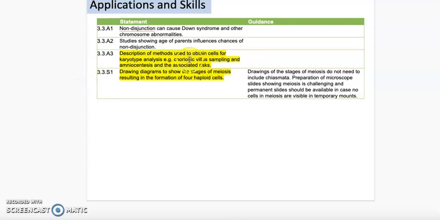So, what we're going to focus on next is this statement: drawing the diagrams to show the stages of meiosis resulting in the formation of 4 haploid cells. Remember, haploid is half the number of chromosomes and half the number or amount of genetic information.